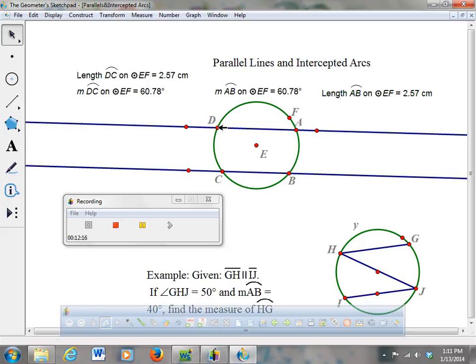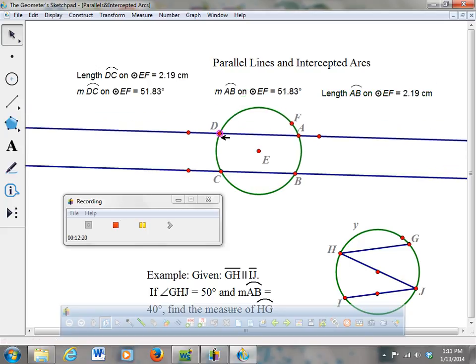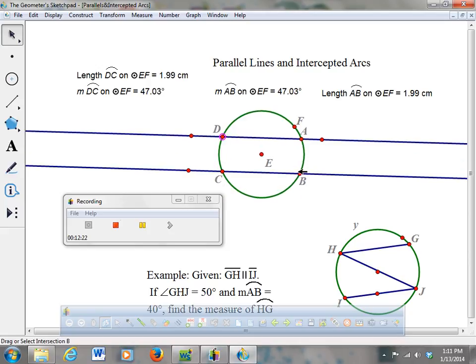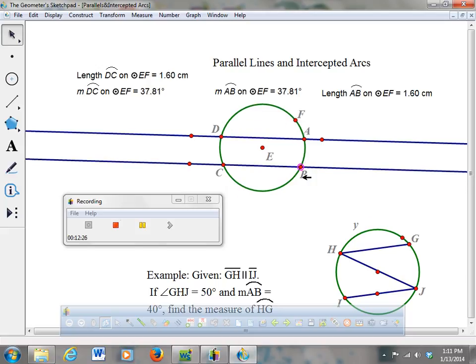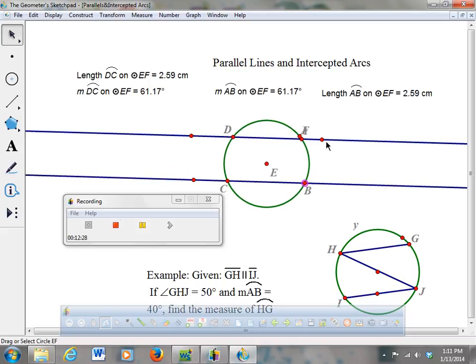And no matter how I drag this, notice that as long as these lines are parallel, because when I constructed this, I constructed those lines parallel, what's got to be true about this piece and those angles right there? They're all the same. They're congruent.